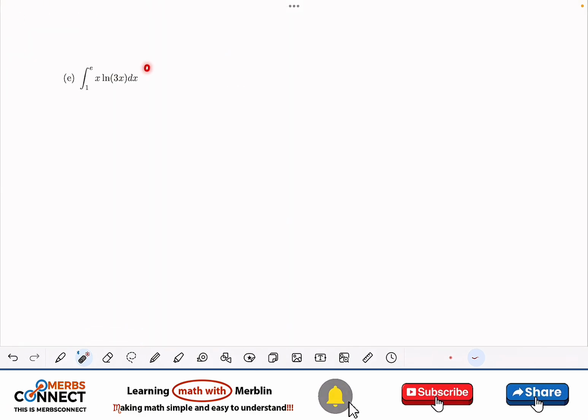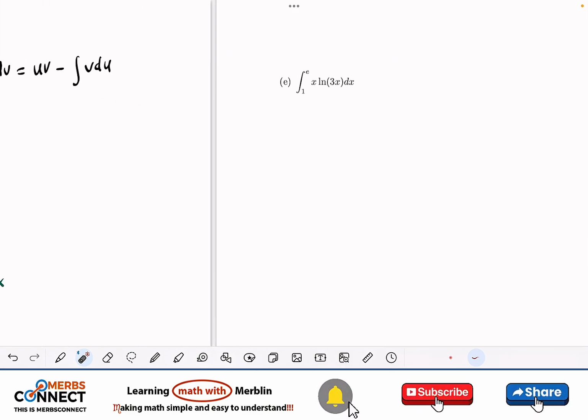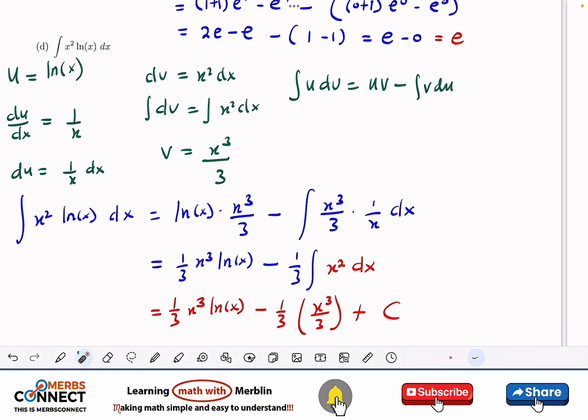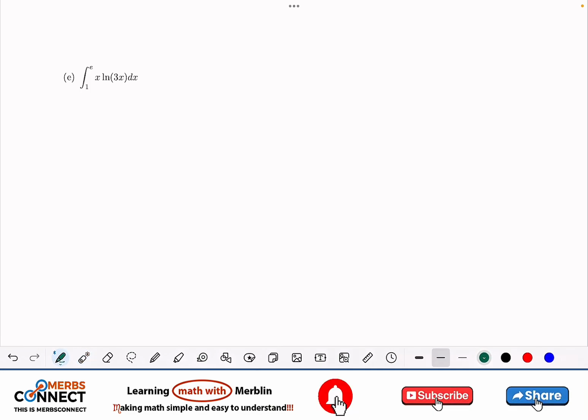The last question here is like the one with the natural log but having limits. That is the definite integral. This one is the indefinite, right? The one that we did here is the indefinite. So let's look at what we can do. Same thing. Write down the formula.